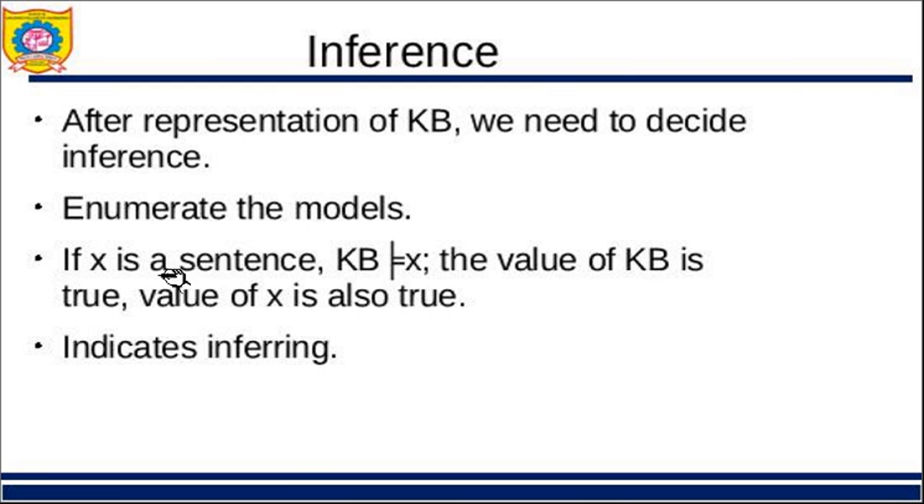If X is a sentence, and the knowledge base is true, then it implies that X is also true. KB stands for knowledge base. If this is true, this implies that X is also true. What inference is doing is explaining the conclusion from your knowledge base. I can also say that if I have X like this, I'll make this longer.